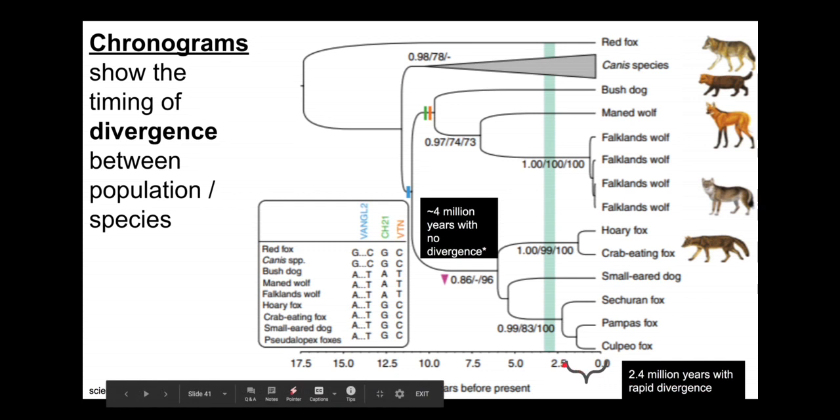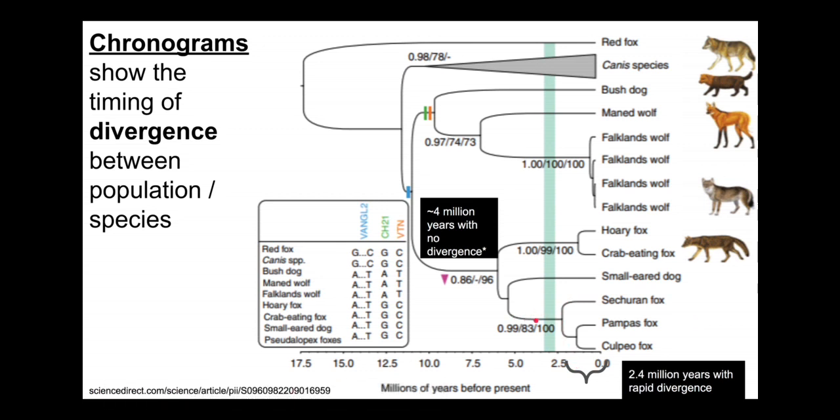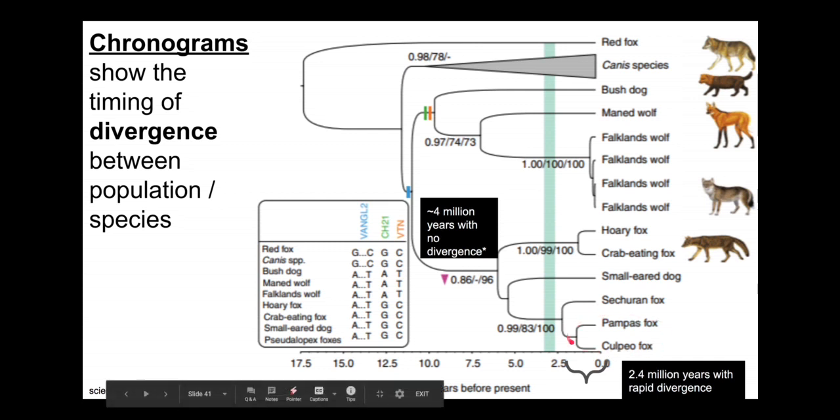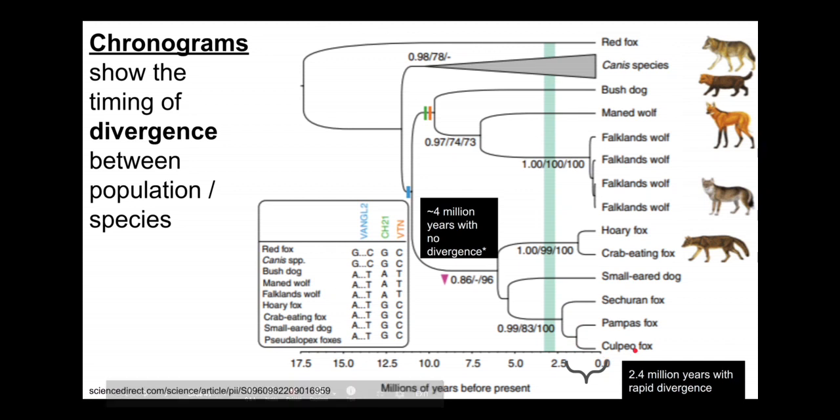Similarly here, there's a clade of 3 foxes, and around 2.4 million years ago, this lineage, this population here, split off, and one branch became the Sechuron fox, and then another branch split into 2 different species over the course of about 2.4 million years. That divergence happened.